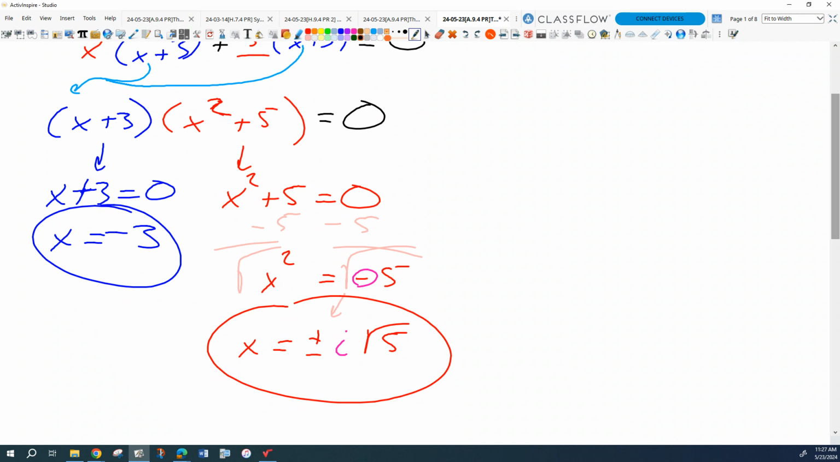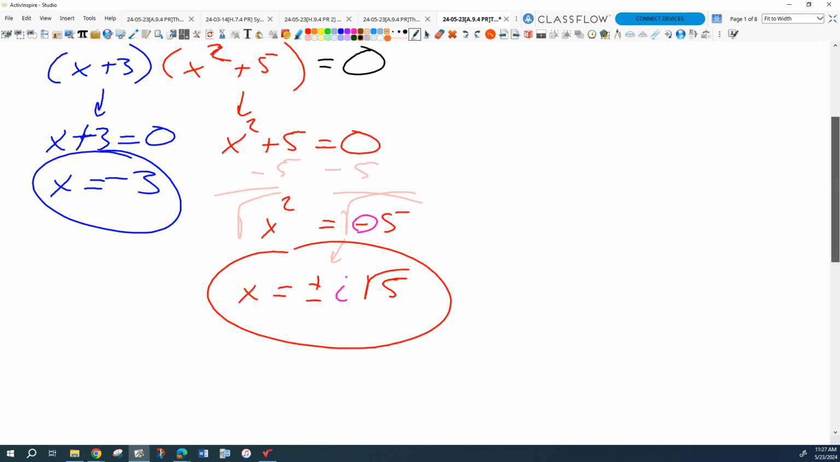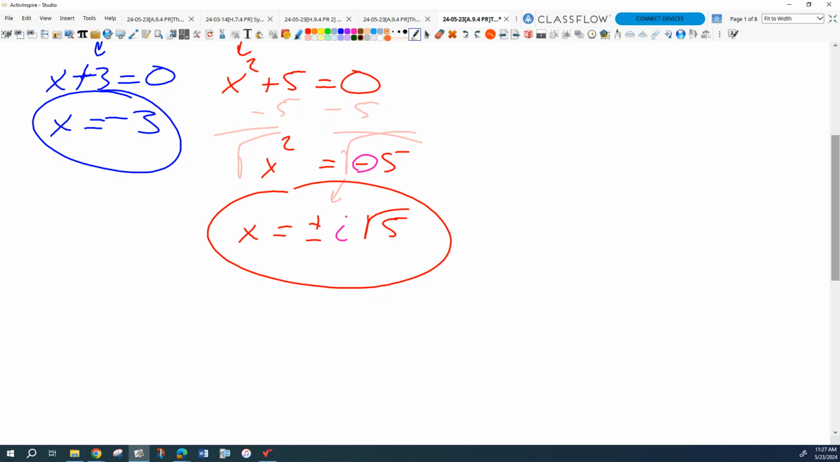Here's a tricky question. If I were to graph this function, how many x-intercepts would it have? 1 is right. Even though it has 3 zeros, how come there's only 1 x-intercept? Because look at these. Are these real zeros? No. Only the real zeros correspond to x-intercepts. Imaginary zeros do not, right? So we only get 1 real zero, so that one only has 1 x-intercept, okay?